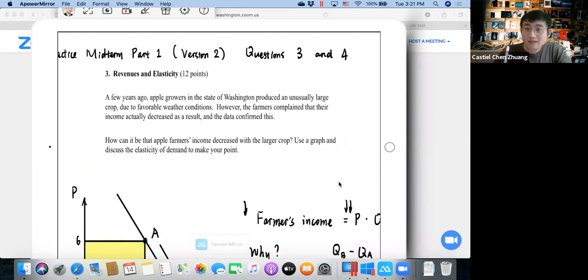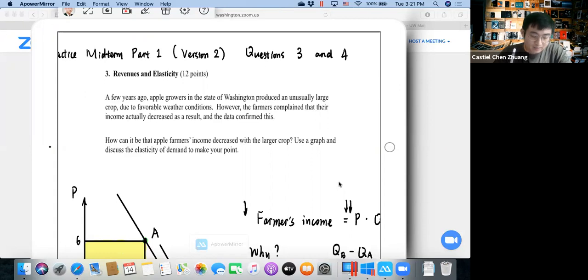It's revenues and elasticity. So the question says, a few years ago, apple growers in the state of Washington produced an unusually large crop due to favorable weather conditions. However, the farmers complained that their income actually decreased as a result. And data confirmed this. How can it be that apple farmers' income decreased with the larger crop? Use a graph and discuss the elasticity of demand to make your point.